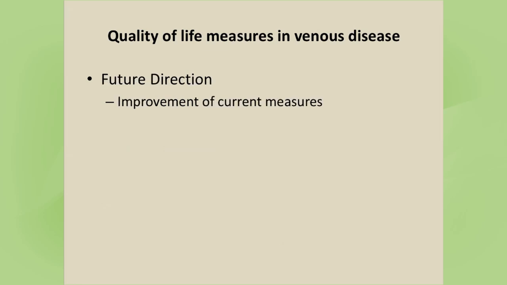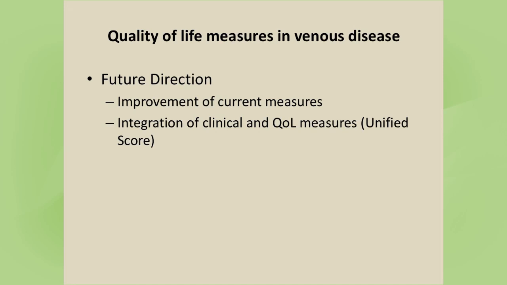So future direction, improvement of current measures is certainly required and would be a lot helpful. Integration of clinical and quality of life measures to provide a unified score would also be very helpful, especially with regards to studies. It's again very hard to do, and it would also help to have a clinical metric, not quality of life, but a clinical metric for acute deep vein thrombosis.